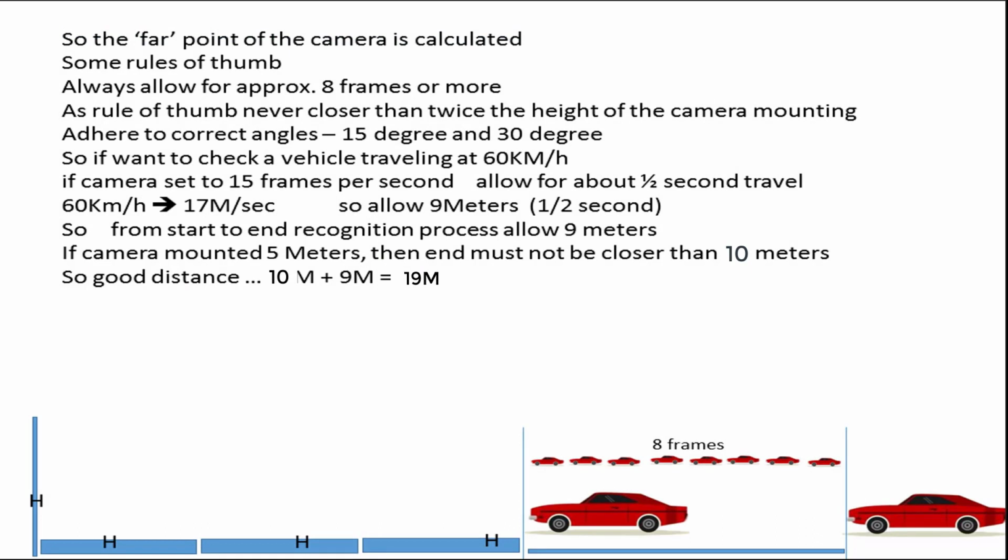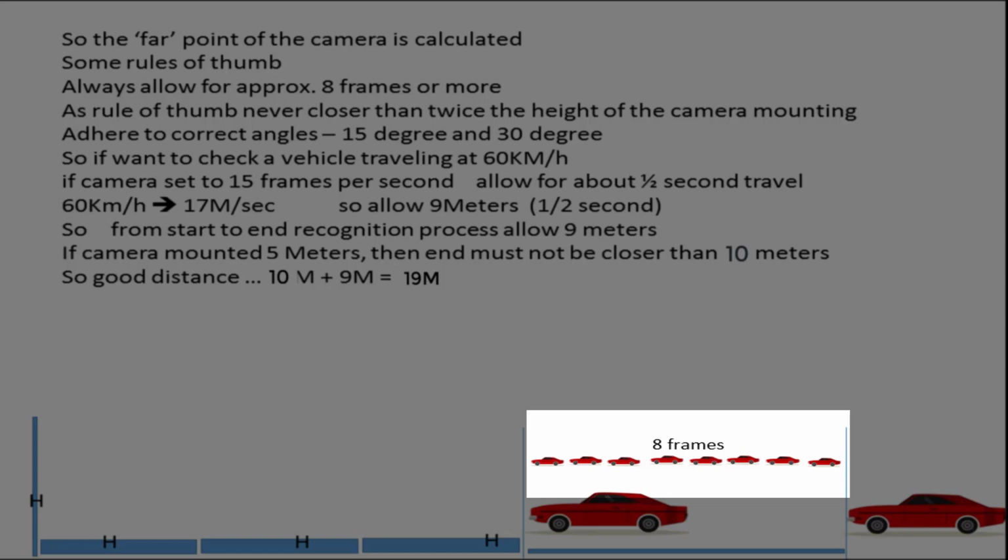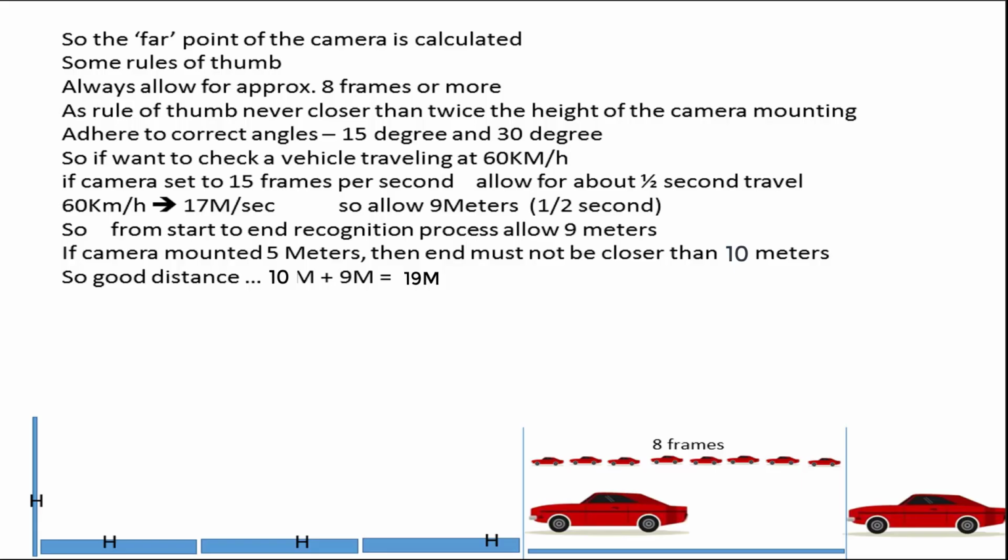When reading moving number plates, the required 30 and 50-degree angles need to be considered, as well as the frame rate. A few rules of thumb in this scenario would be: allow for at least 8 frames in the capture zone. The near point of the capture zone should not be closer than at least twice the mounted height of the camera above the number plate. The camera should be mounted as close as possible to view the number plate from the front.